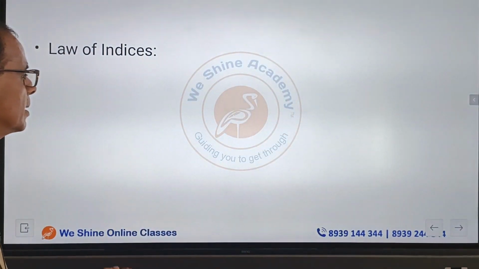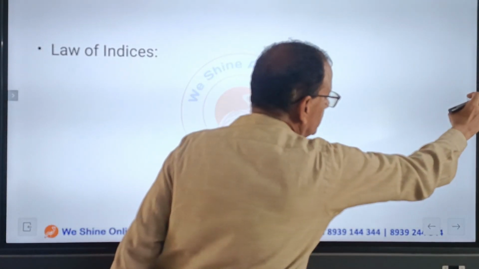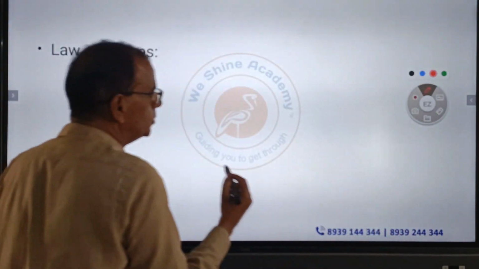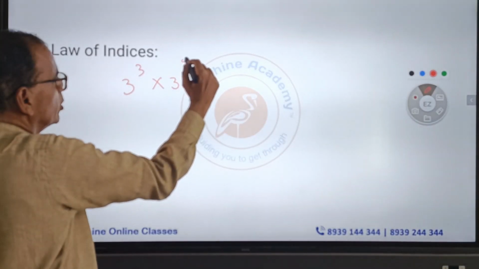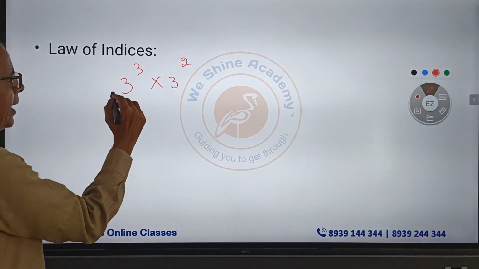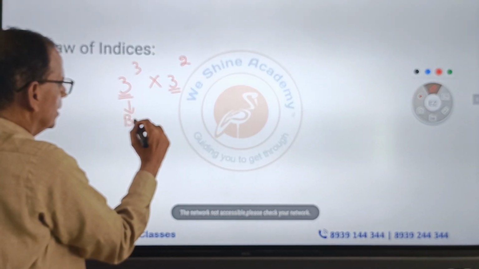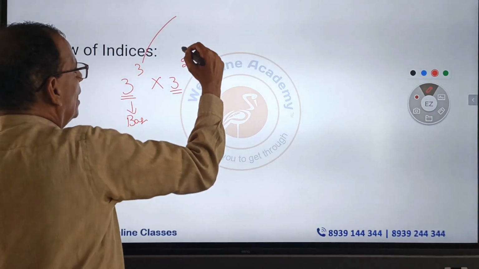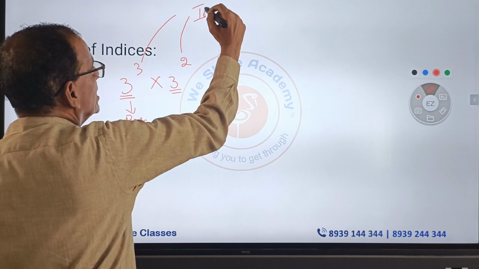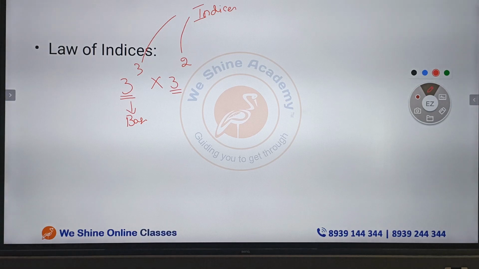Law of indices. Suppose 3 cube into 3 square I have to multiply. Here 3 and 3 are one and the same. This is called the base. These 3 and 2 are called indices. These rules of indices are very, very important.